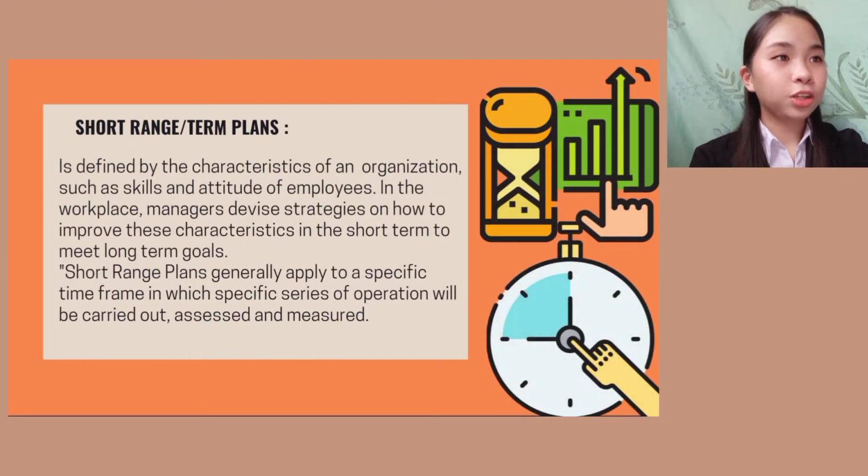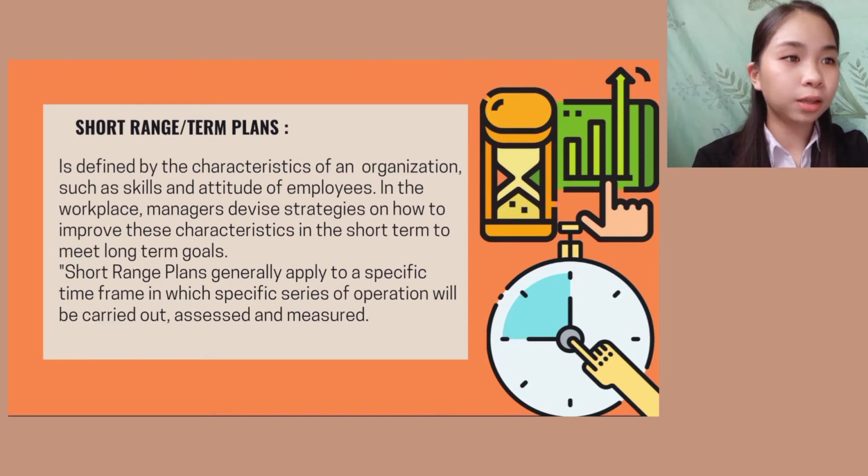What are short-range or short-term plans? Short-range plans are defined by the characteristics of an organization, such as skills and attitude of employees. In the workplace, managers devise strategies on how to improve these characteristics in the short term to meet long-term goals. Short-range plans generally apply to a specific time frame in which a specific series of operations will be carried out, assessed and measured. So, ang short-term planning ay nagfo-focus on the immediate period, especially in reference to revenue and profitability.